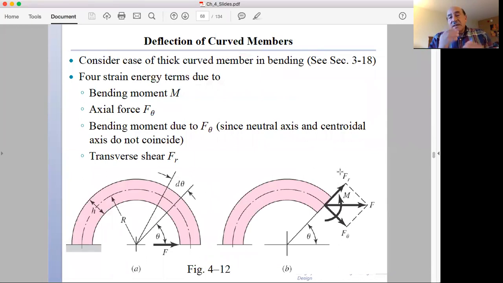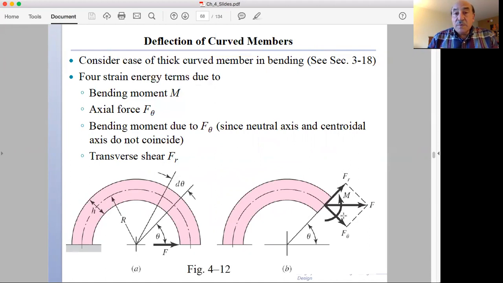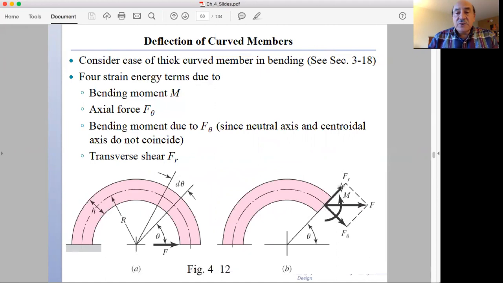If we have a curved beam, for example, the curved beam has a force system. If we have a force F applied in the horizontal direction, and you take a cut anywhere in the beam, then you will have a moment at that section, an axial force F theta, and a radial force Fr. So it's a complicated force system, and each one of these components stores elastic energy in the curved beam.